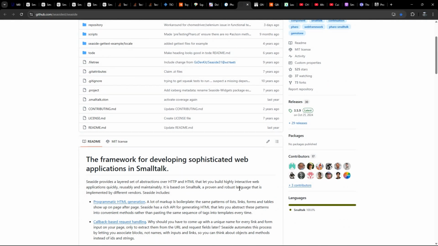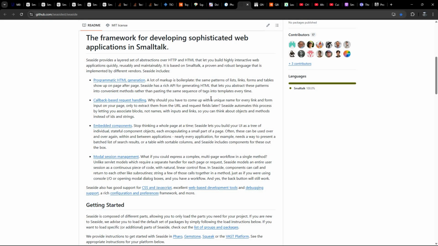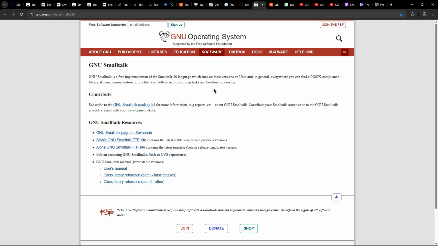We have a framework for developing sophisticated web applications in Smalltalk, Seaside. So if you're interested in frameworks, and particularly frameworks for doing web shenanigans, then this might be a good starting point. There is also GNU Smalltalk as well. If you're a fan of all the sort of GNU stuff and you're used to using some of their implementations, then it's an implementation of Smalltalk 80. As I said, the one that I learned was Smalltalk V for DOS.